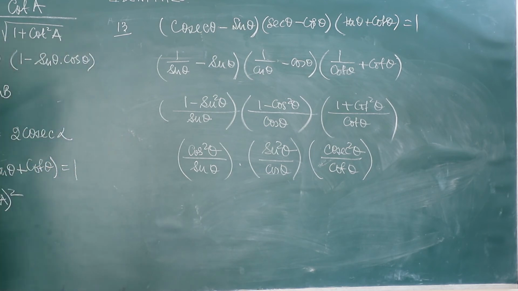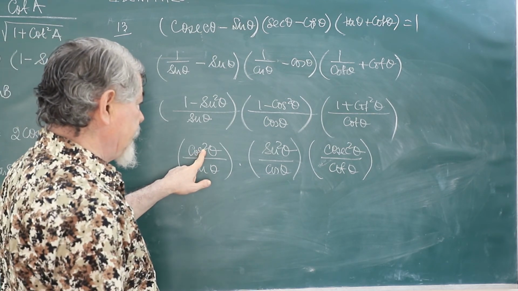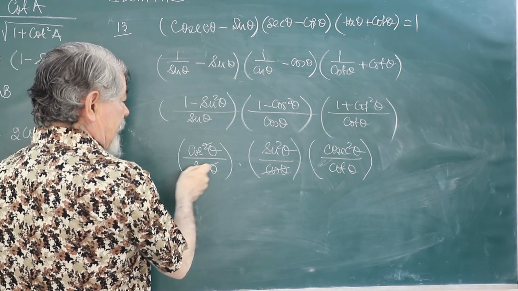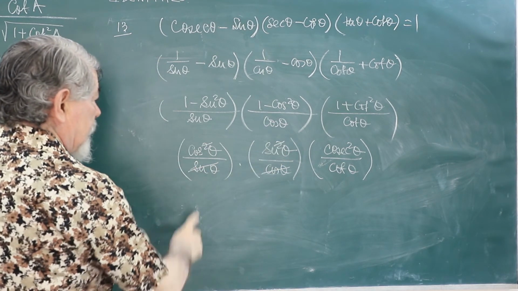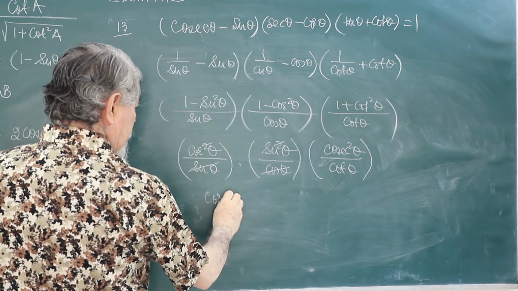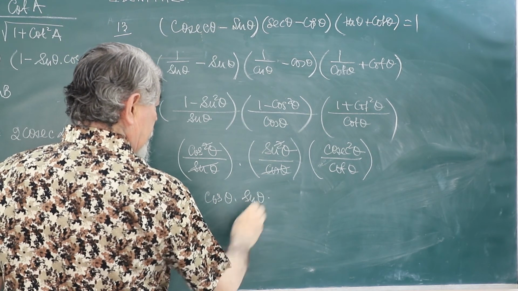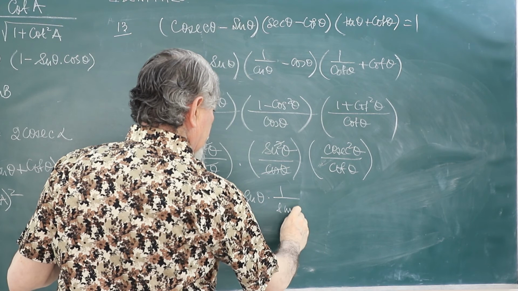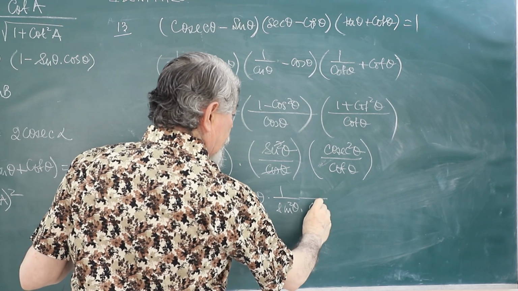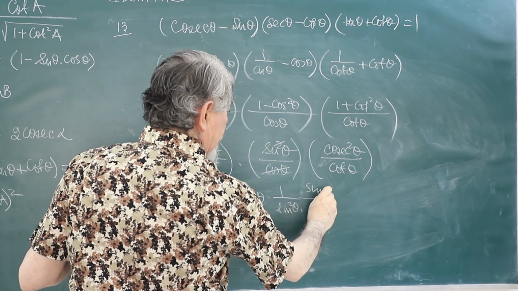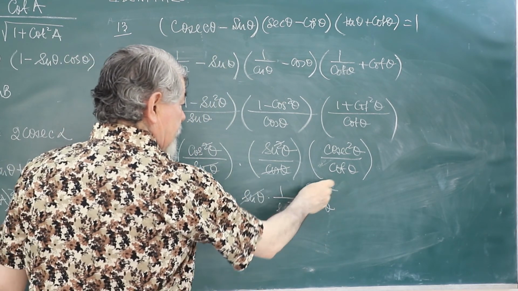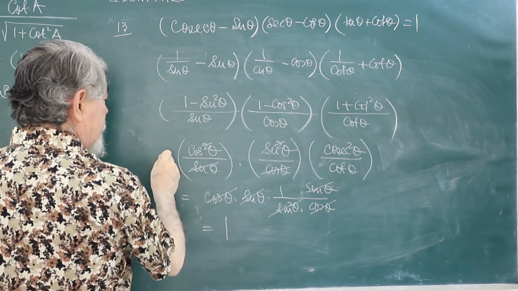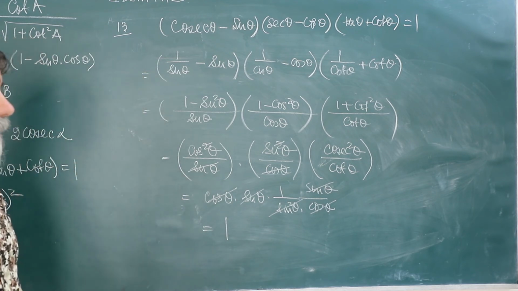Now let us see what we can cancel. This is cos theta, this is cos square theta, so 1 power will cancel. Here it is sin theta, 1 power of sin theta will cancel. So cos theta is left here, sin theta is left here. And cosec square means 1 upon sin square theta, and cot theta means cos theta upon sin theta. So sin square theta will cancel, cos theta will cancel, and we'll get the answer as 1. That is what we required.